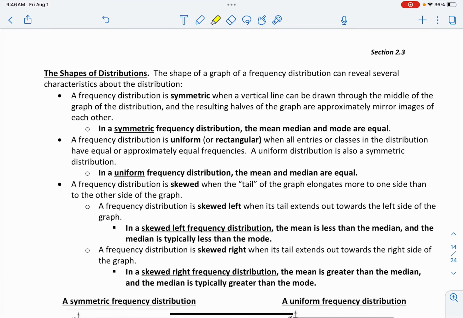Hey everyone, let's continue with 2.3. This is page 28, and on this page we talk about the shapes of distributions and how they relate to mean, median, and mode. So we'll look at a few types. The first one is symmetric.